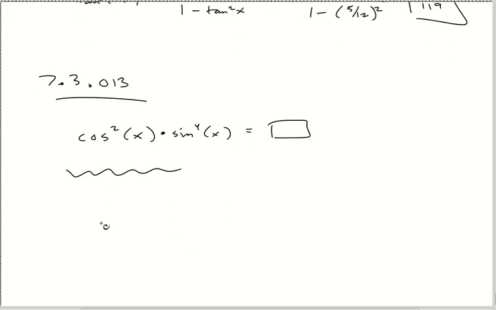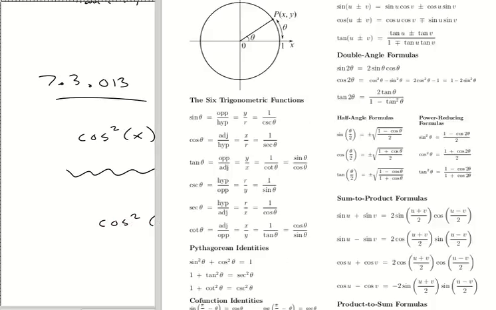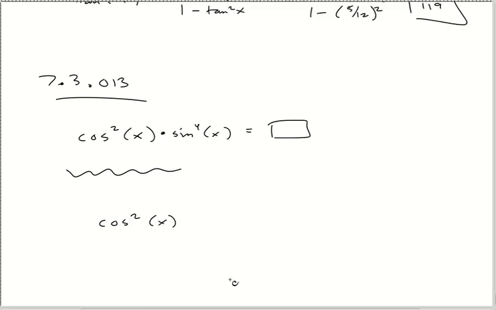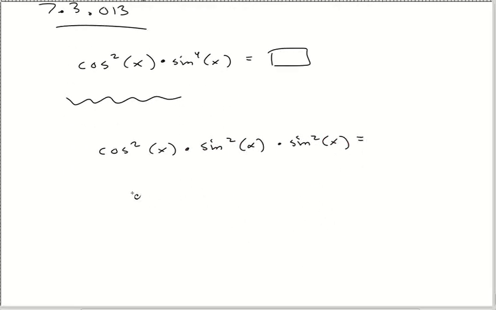What I do first on this one is I split it up into squares, because if you go back to the formulas, everything's squared, squared, squared. And so what I'm going to do there is say this is sine squared and sine squared. Okay. So sine squared from the fourth. Well, each one of these has its own little formula. So let me write that up.